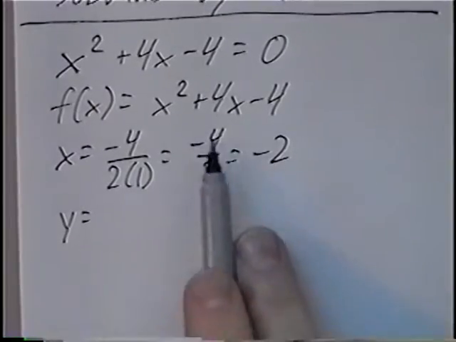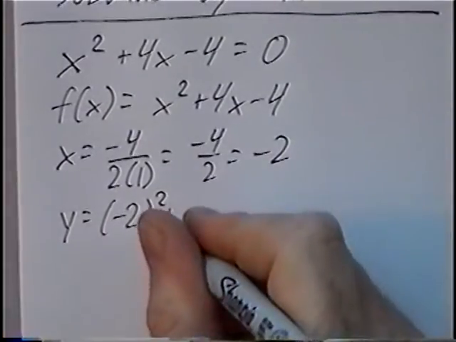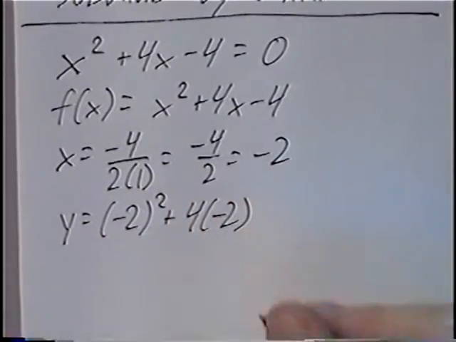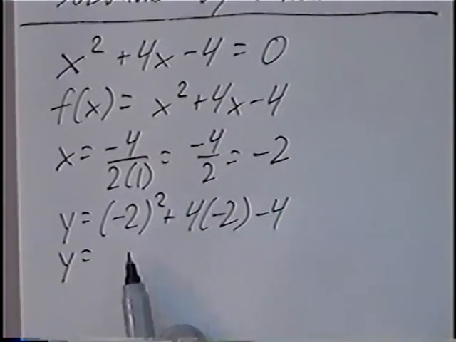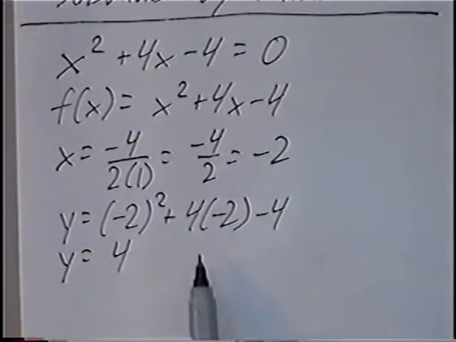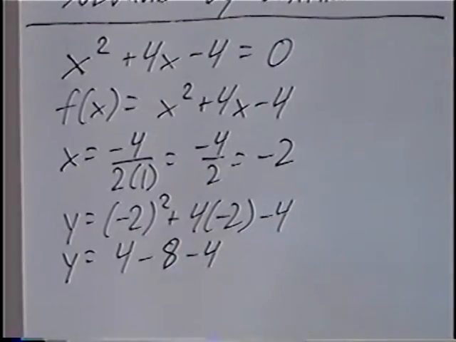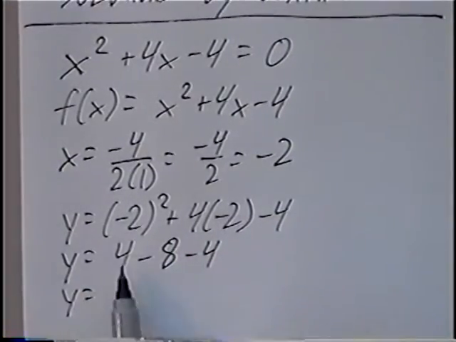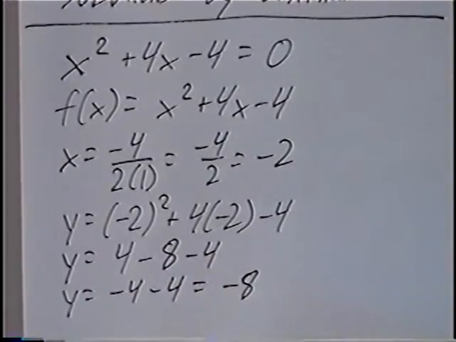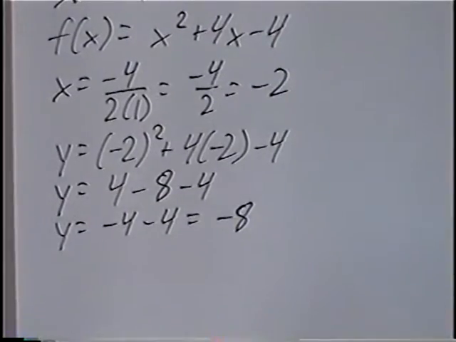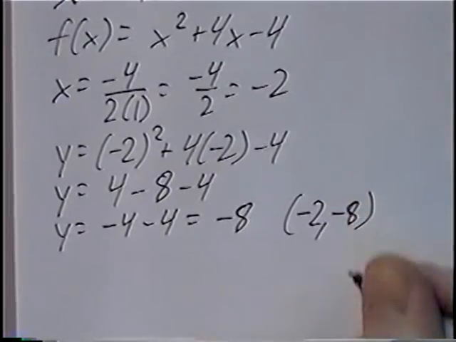Solving for y, we can plug -2 into the equation. -2 squared plus 4 times -2 minus 4. y equals -2 squared would be 4. 4 times -2 would be -8, minus 4. y equals 4 minus 8 is -4. Minus 4 will give us a y value of -8. So the vertex x is equal to -2 and y is equal to -8.